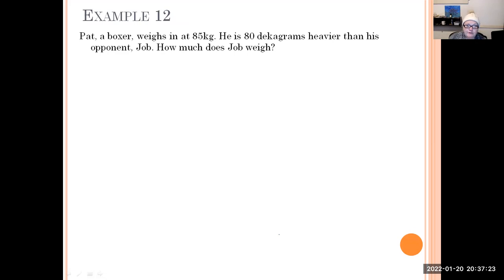So let's write down our conversions and then use them. So there's 10 grams in 1 decagram, DAG. There's the DAG that you're going to see in your homework. And there are 1,000 grams in 1 kilogram. Okay. So now we can take the 80 decagrams that Pat is heavier with and convert. All right, so that's 80 decagrams. So that's DAG.